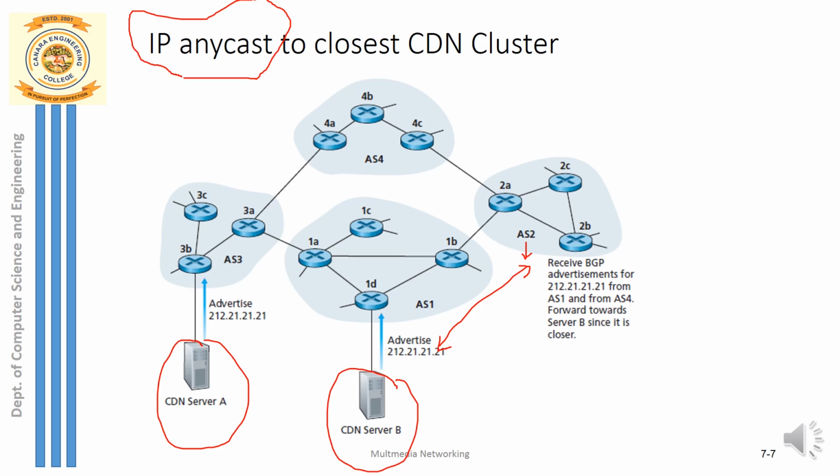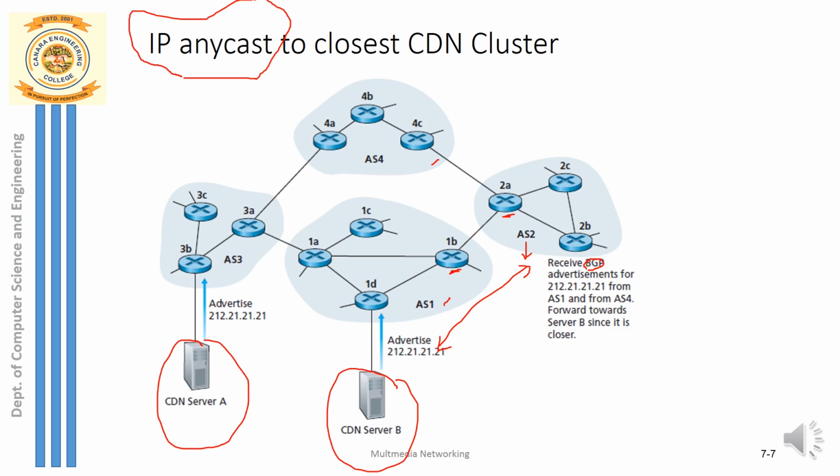It happens through the Border Gateway Protocol. First, the client should know which autonomous system the CDN servers are available in. Border router 2A knows clearly about AS1 and AS4, because both are neighbors of AS2. Border router 2A will get all the information about AS1 from border router 1B, and this communication happens through BGP. You call this a BGP advertisement.